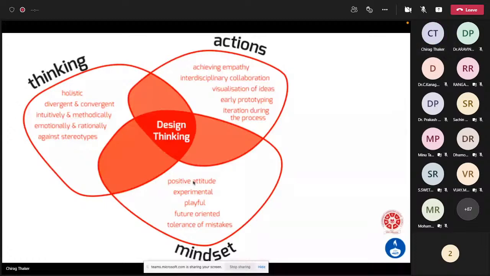The action also highlights iteration during the process. So the design thinking process sometimes passes through many iterations, and these iterations actually bring betterment and more comfort with the design thinking products or processes.